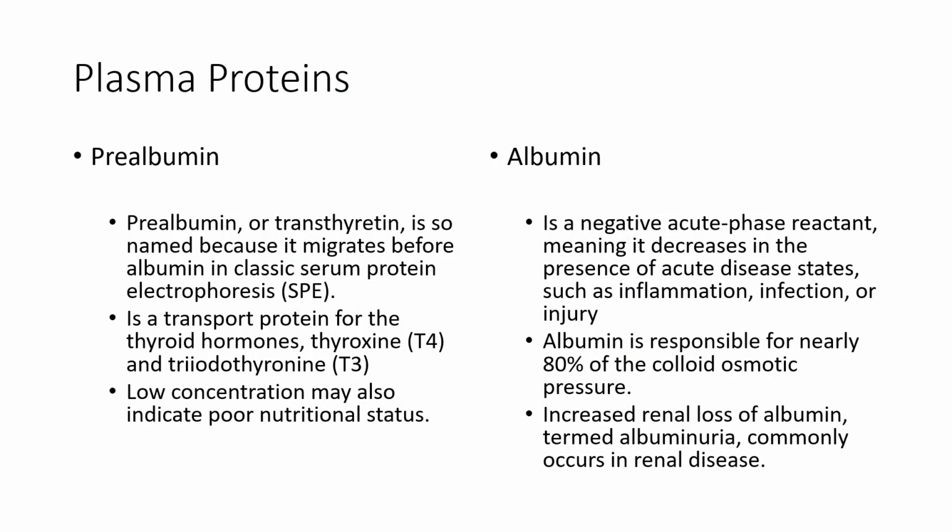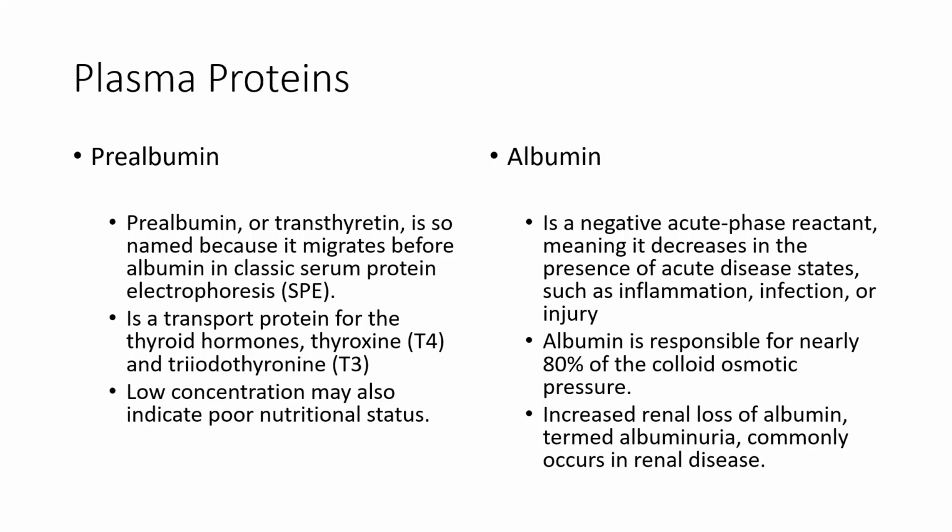Prealbumin and albumin. Prealbumin, or transthyretin, is so named because it migrates before albumin in the classic serum protein electrophoresis. It's a transport protein for the thyroid hormones thyroxine and triiodothyronine, T4 and T3. Low concentration may also indicate poor nutritional status.